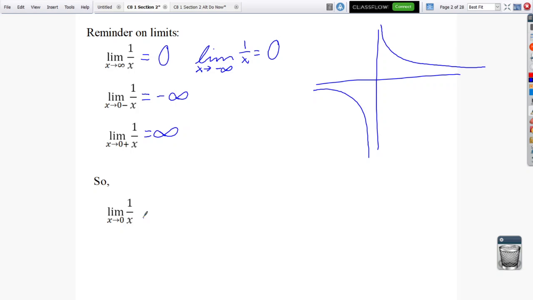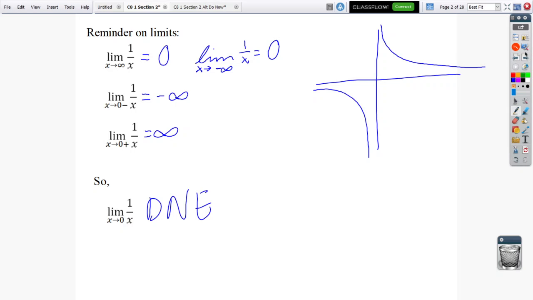And last but not least, the limit as x approaches 0 of 1 over x. Since the limit as x approaches 0 from the left is equal to negative infinity, and from the right is positive infinity, this limit does not exist. So D and E down there.